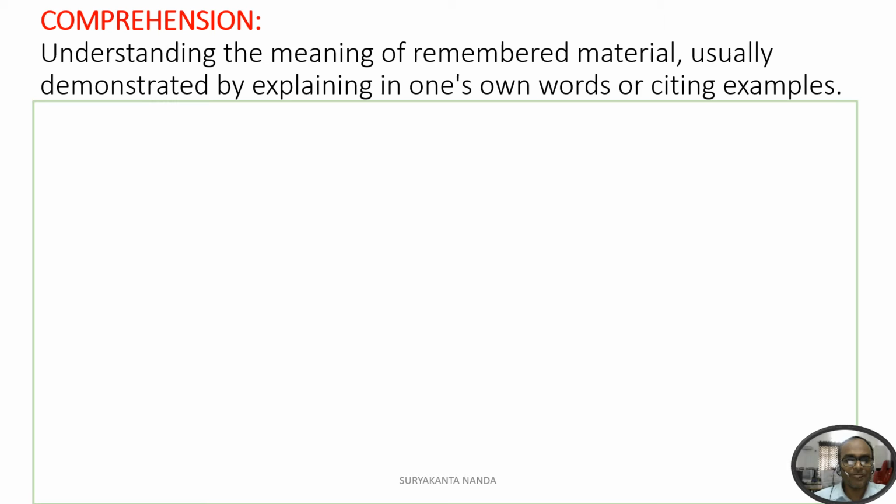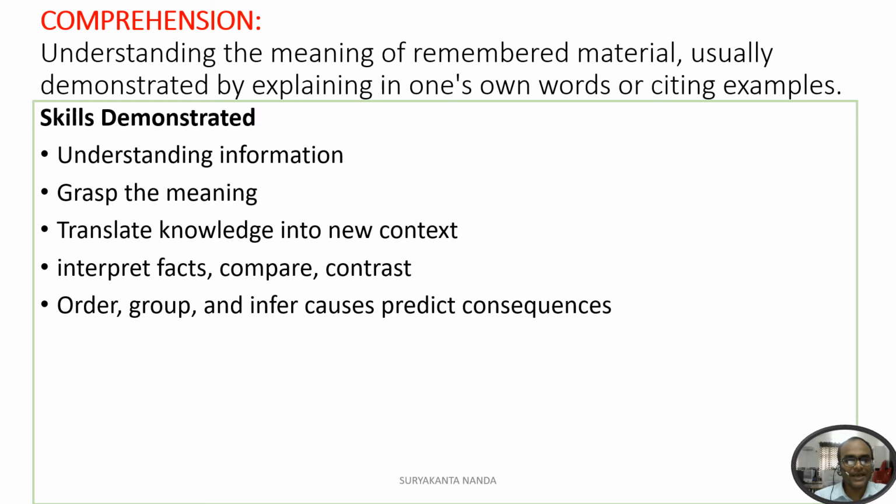Now the second level of Bloom's taxonomy is comprehension: understanding the meaning of remembered material, usually demonstrated by explaining in one's own words or citing examples. Skills to be demonstrated are understanding information, grasping the meaning, translating knowledge into new context, interpreting facts, comparing, contrasting, ordering, grouping, and inferring causes, predicting consequences.